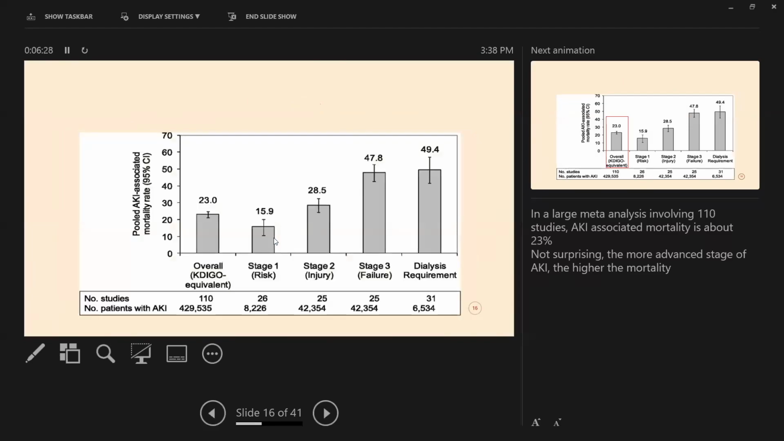And this is the AKI-associated mortality rate. According to a large KDIGO meta-analysis, AKI-associated mortality is around 23%. The higher the stage, for example those requiring dialysis, the AKI mortality rate is around 50%, 49.4%, almost half of the patients.